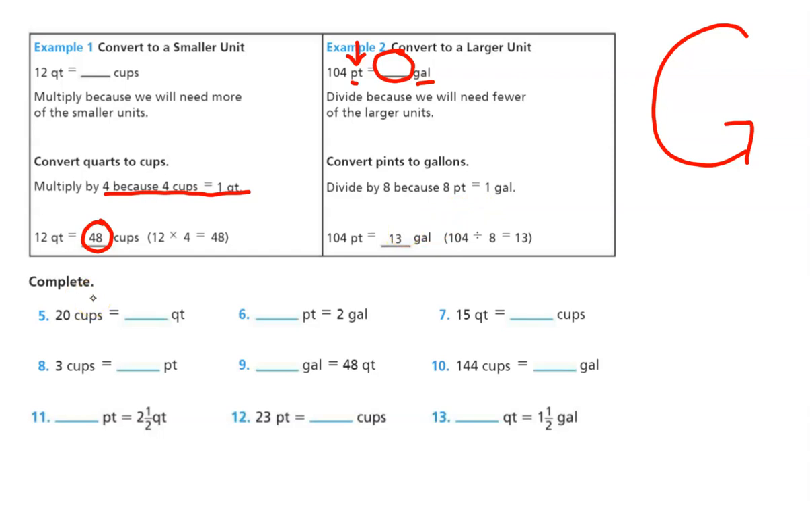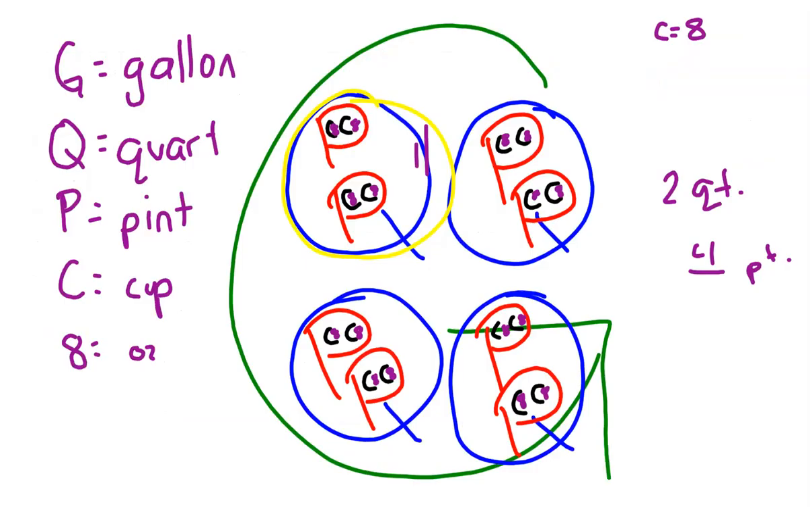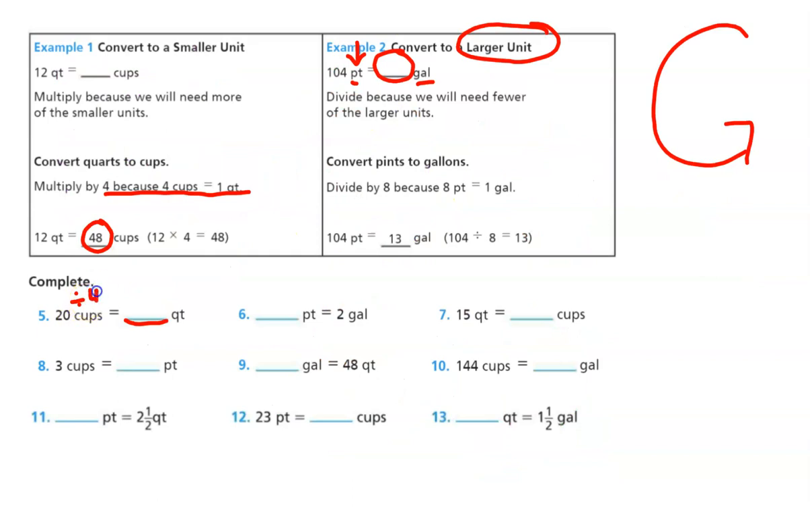Number 5 wants you to go from cups to quarts. So you have to ask yourself which one is the smaller unit. Your cups is the smaller unit, which means you are converting to a larger unit of measurement. So that means that this number is going to be smaller, which means you'll divide. So how many cups are there in a quart? Well, let's go back and look. In 1 quart, there are 1, 2, 3, 4 cups. So that means I'm going to divide this by 4, which will give me 5 quarts.